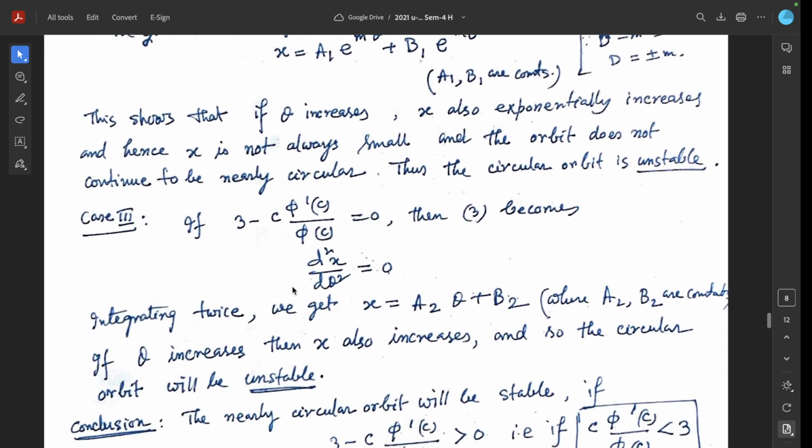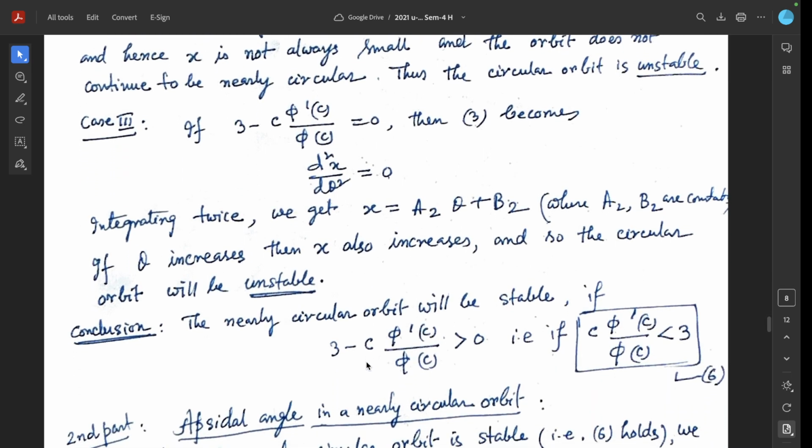And last, case 3, if this quantity is equal to 0, so d2x by d theta square is equal to 0, and integrating twice, we get x equal to a2 theta plus b2. These a2, b2 are arbitrary constants. If theta increases, then x also increases, and so the circular motion will again be unstable here. So the nearly circular orbit will be stable if this quantity is positive, that is if c phi dash c by phi c is less than 3.